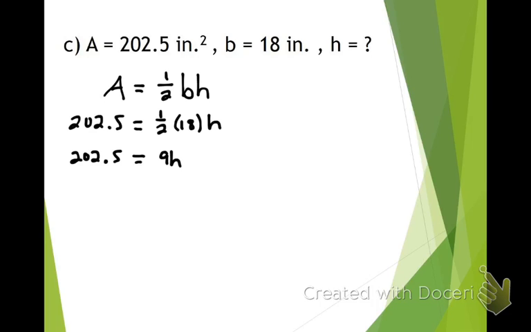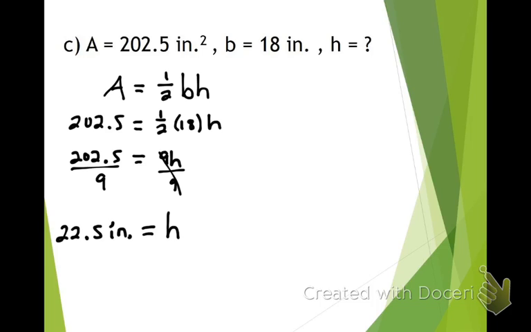9 times H. You get H by itself by doing what? Dividing by 9 on both sides. This cancels out. H equals what, guys? 22.5 inches. Okay, just be careful.